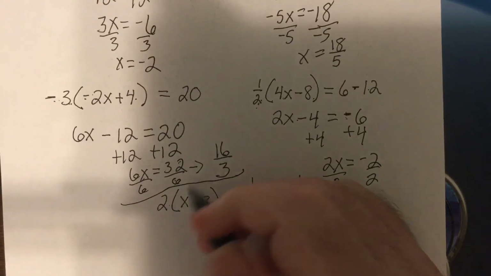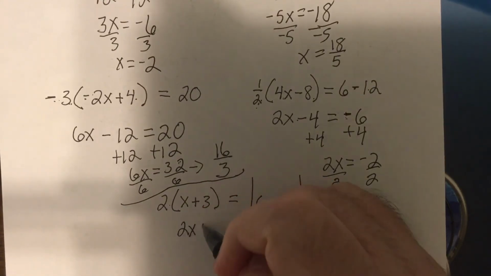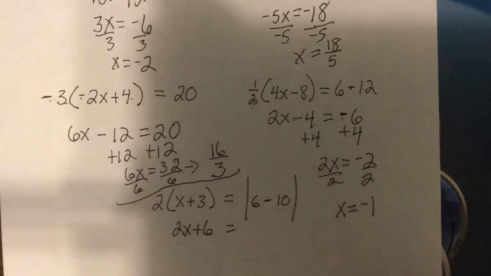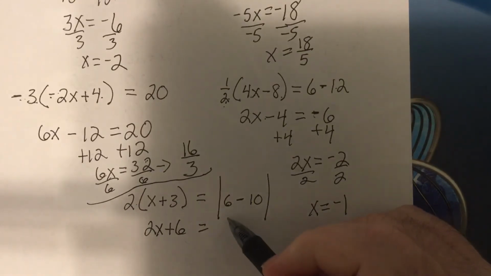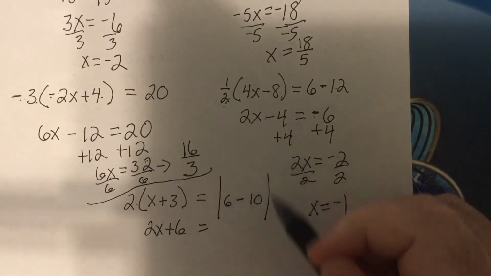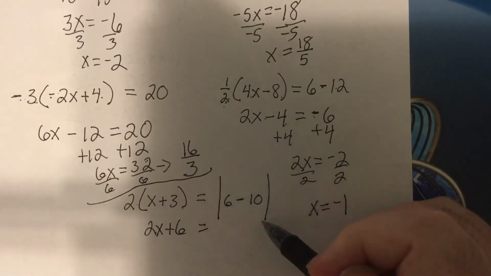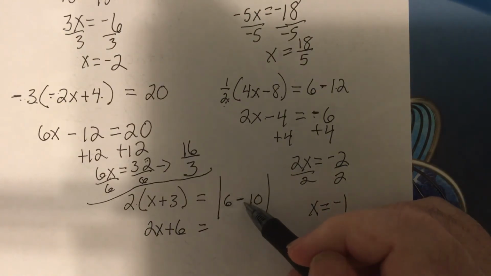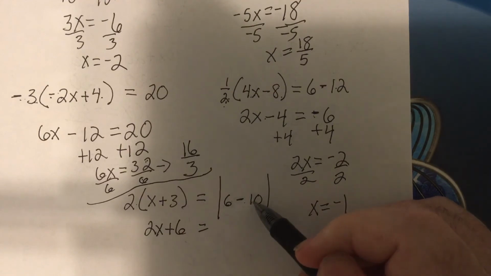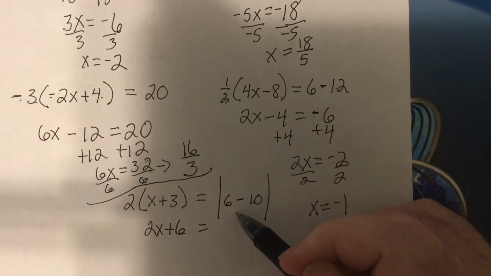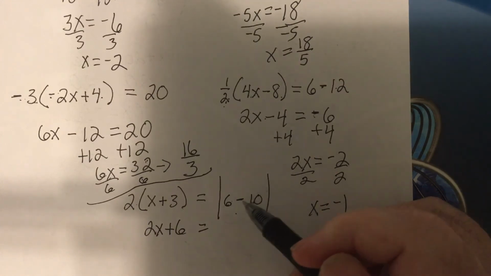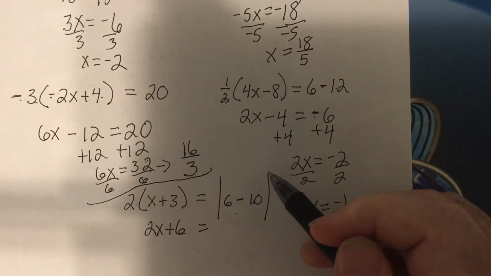But here, distribute the 2, so it's 2x plus 6. Now, new symbol, which you should have done before. Whenever you see those bars, that's absolute value. So you figure out the inside, 6 minus 10 is negative 4. Then absolute value means I want the positive value. It actually means distance, and distance is always positive.